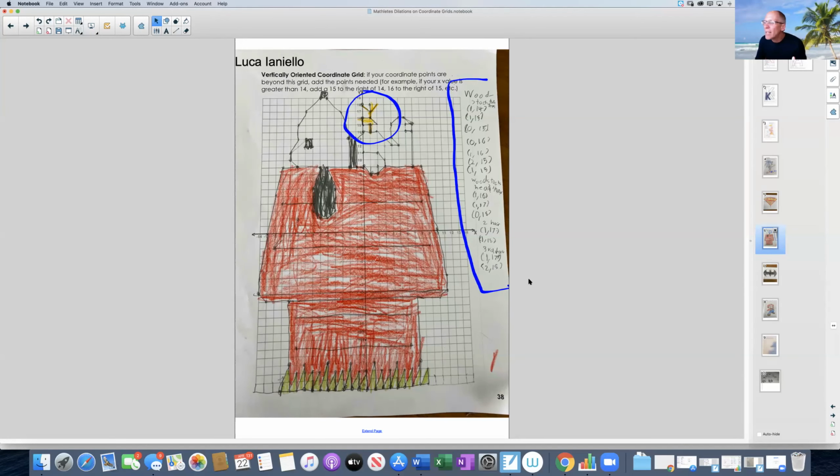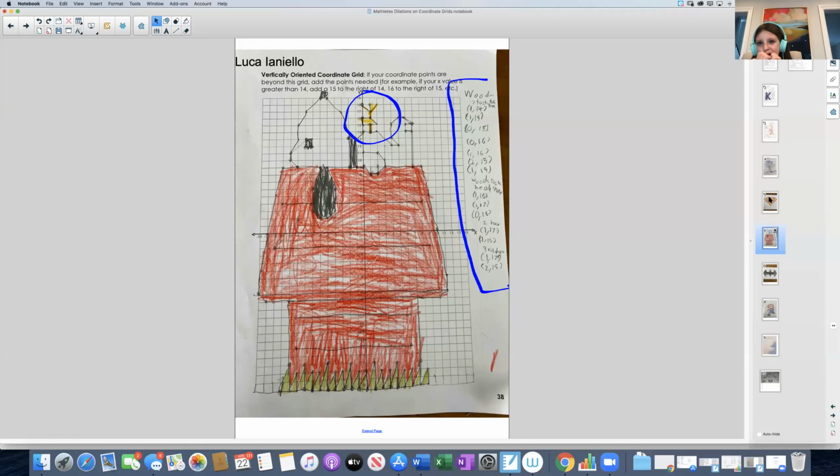So you guys get really creative. And Pete, this is what I want you guys to do. I gave you different pictures using coordinates about 3 or 4 weeks ago. So I hope you go back and look at my website for that.